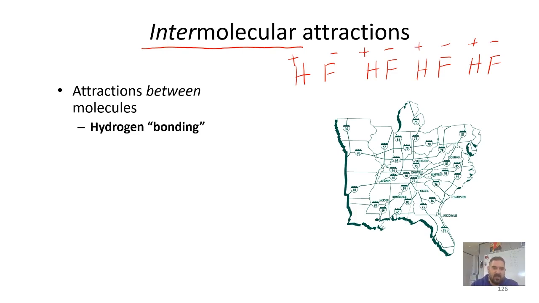So I'm going to change color just so y'all can see what I'm talking about. So the attraction between this hydrofluoric acid and this hydrofluoric acid, this is called the hydrogen bond. So over here we have another one, also a hydrogen bond. Over here we have another one, also a hydrogen bond. Now, what is a hydrogen bond? It's very similar to the hydrogen bond we were talking about before. The difference between this one and the last one is this one happens outside of the molecule itself.